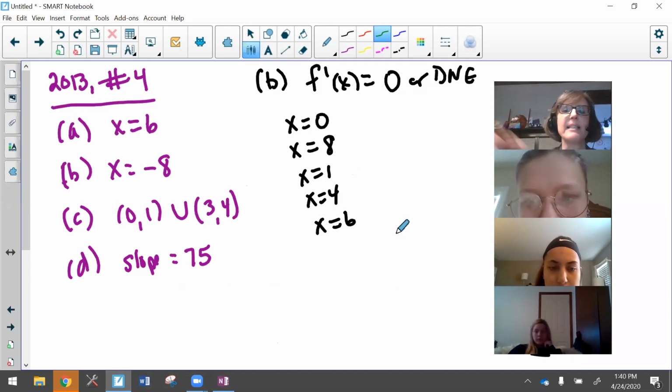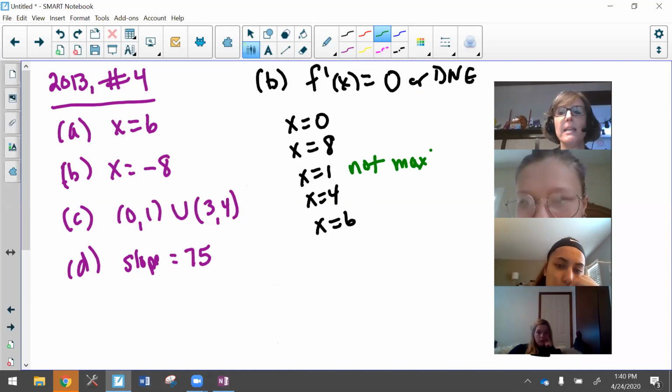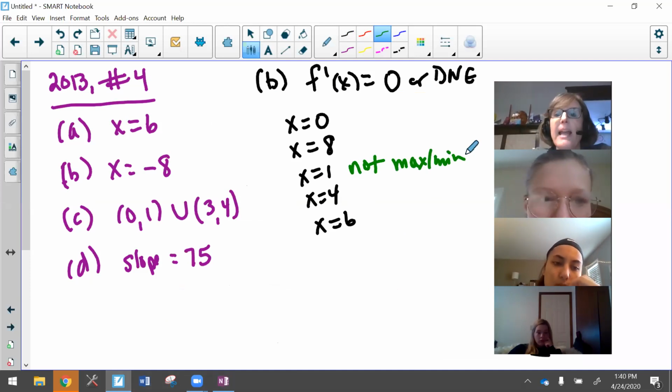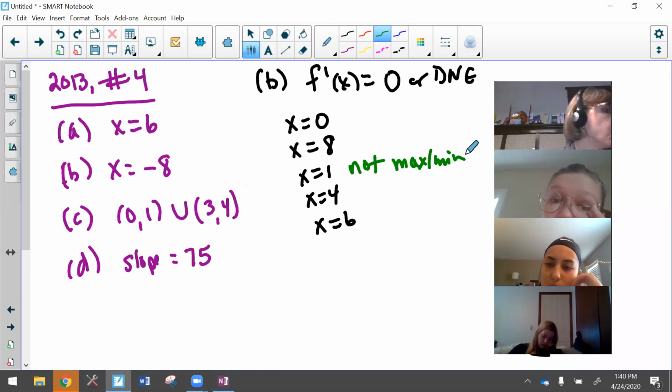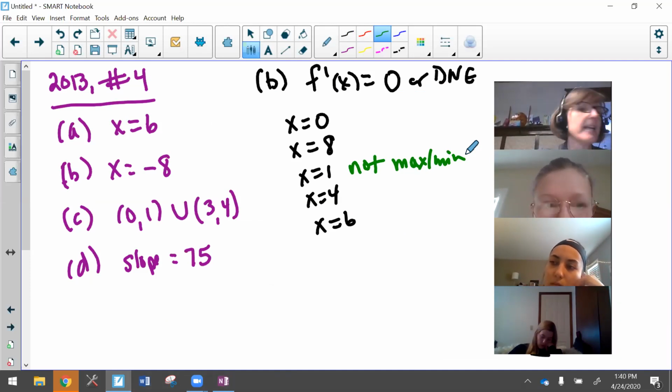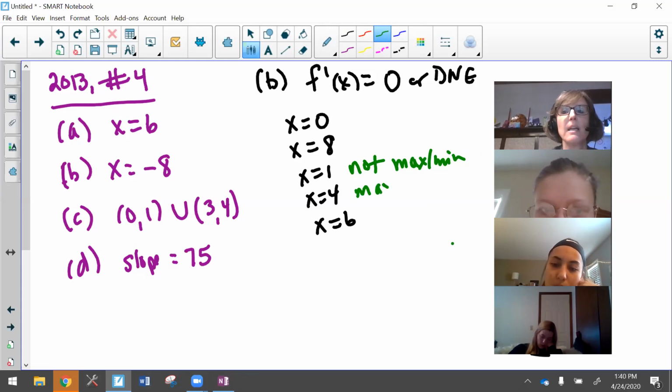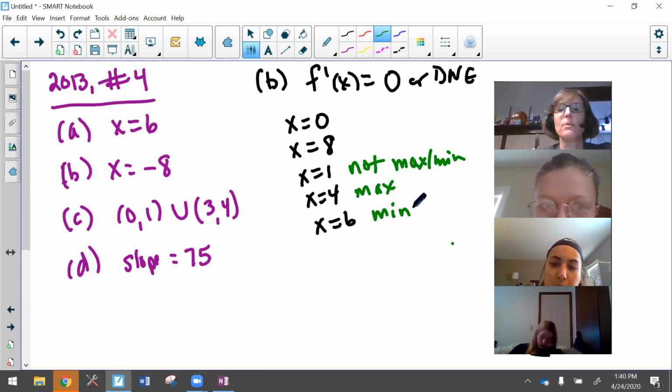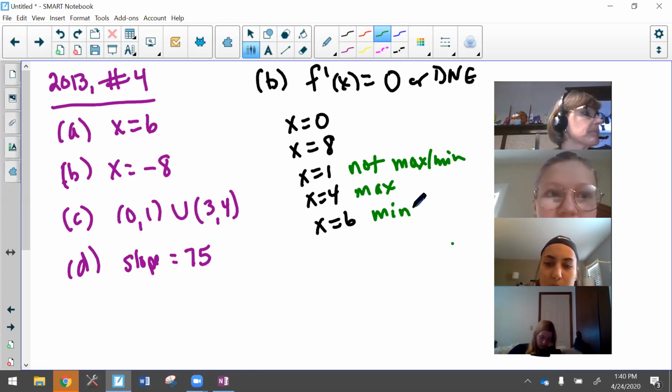We already decided that x equals 1 is not a max or a min. You should have figured that out in part A because the sign of f prime doesn't change. And then you should have also figured out that x equals 4 is a max, and we already identified that x equals 6 is a min. So now you have to look at your endpoints.